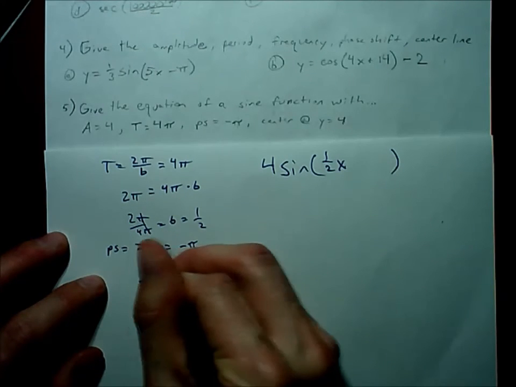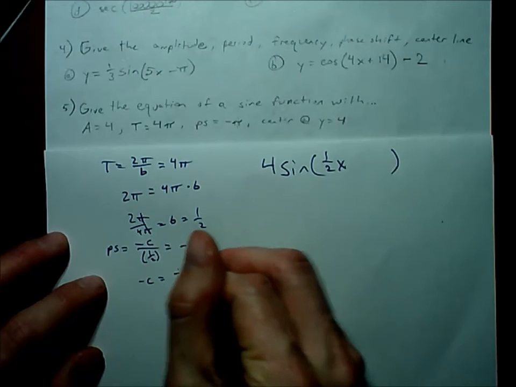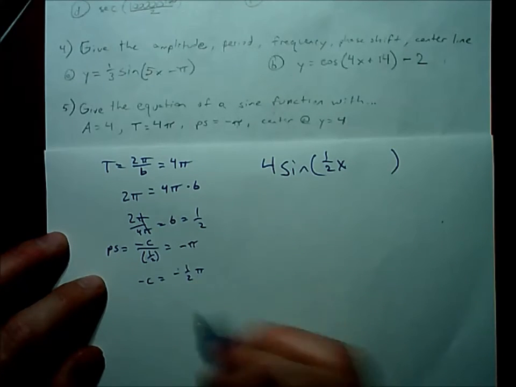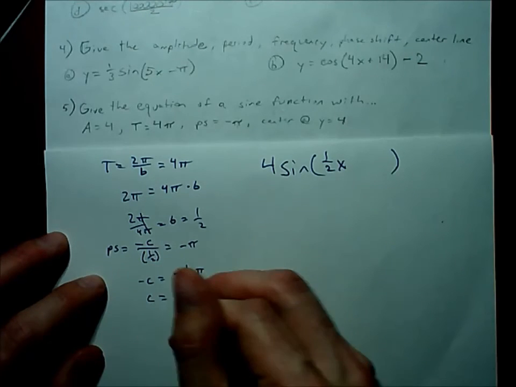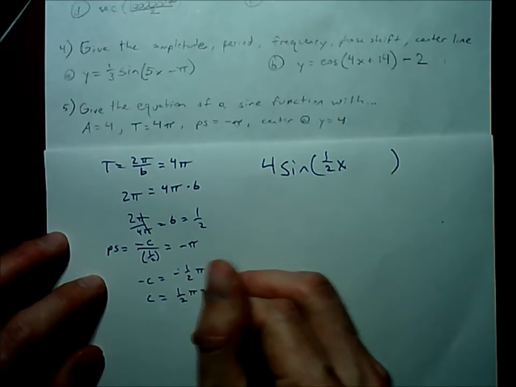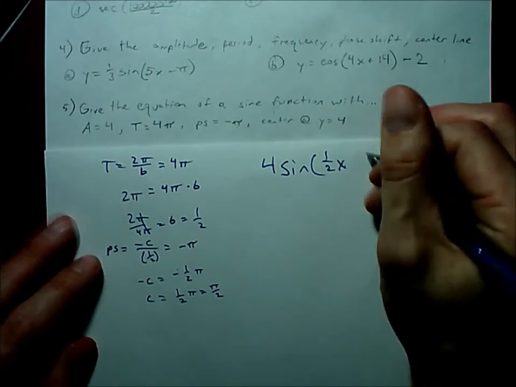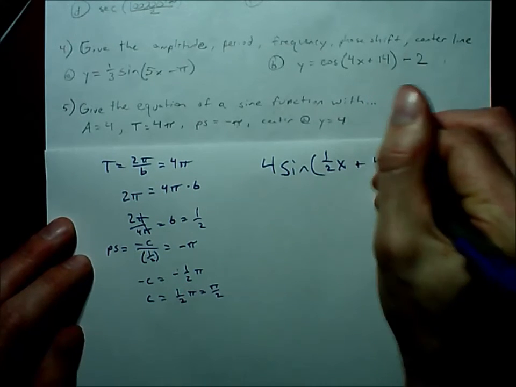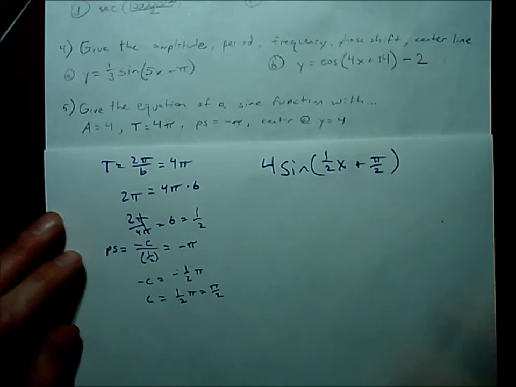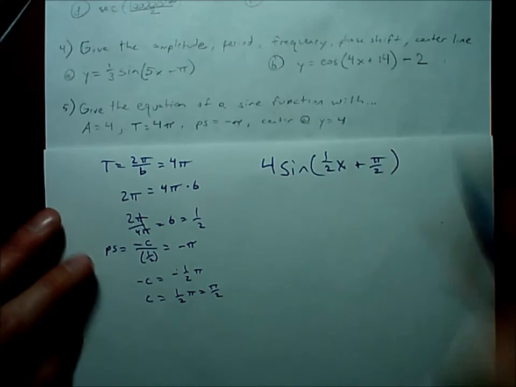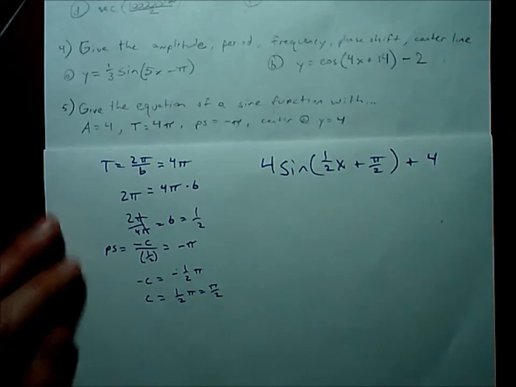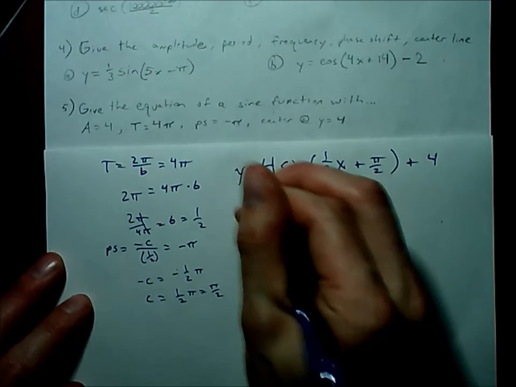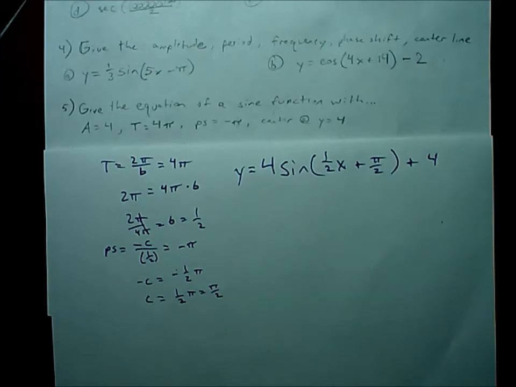So negative c equals negative 1/2 times pi. Multiply the negative 1/2 up. And then divide by the negative, so it cancels out. C equals positive 1/2 pi. Or pi over 2 would be a better way to write it. And so that's going to be plus pi over 2. And then it's got a center at y equals 4, so the center line is the d, so that's plus 4. And there it is.